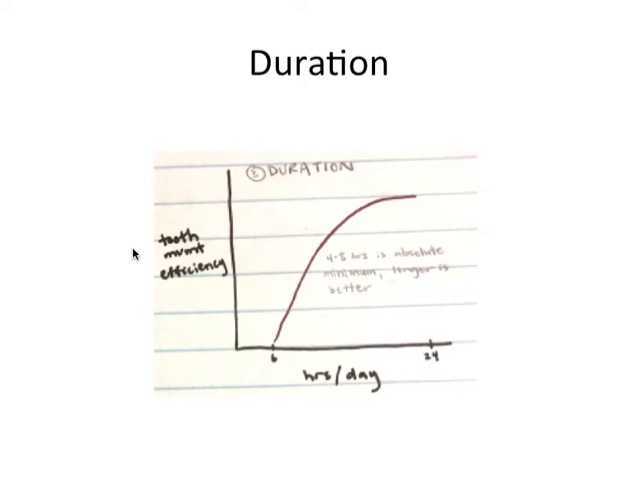So here's a graph of tooth movement efficiency against hours in the day. We need 4 to 8 hours as an absolute minimum for tooth movement. And then the longer you have an appliance working, especially a removable appliance that you can take in and out at will, the longer you have it acting per day, the better.